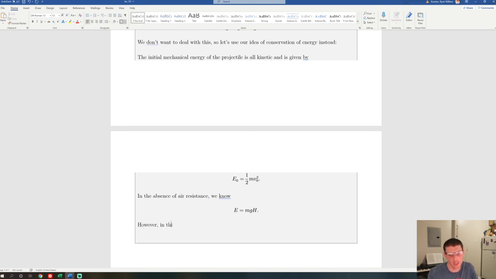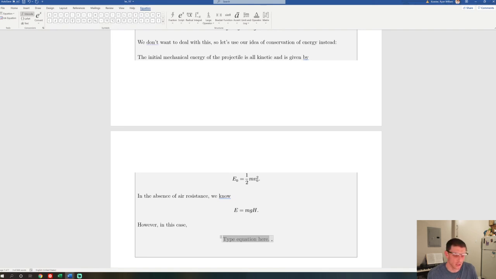However, in this case, the actual final mechanical energy is mg times (big H minus delta y), right? Because we somehow know that this object doesn't go quite as high as it would if we had no air resistance, right? Don't ask me how we know, we just know.